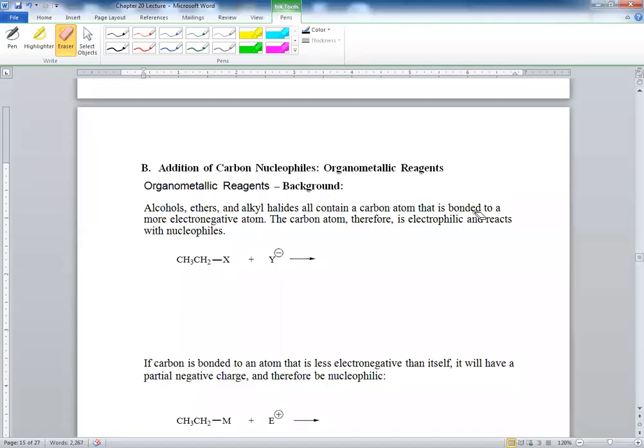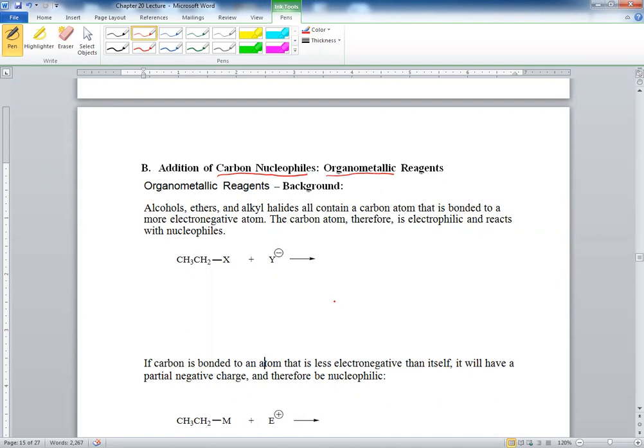This section deals with organometallic reagents. And organometallic reagents are known for producing carbon nucleophiles. So the key words here are carbon nucleophiles and, of course, organometallic. So let's look at a background for organometallic reagents.